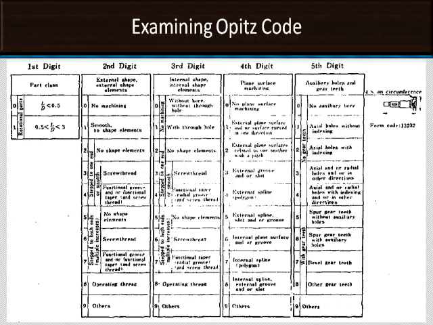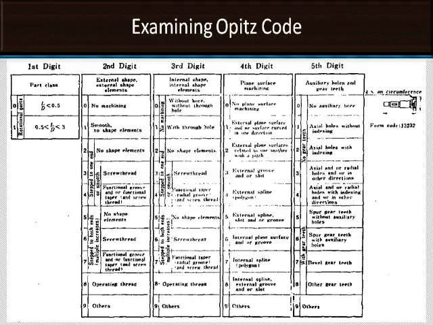the digit 3. The digit 4 describes plane surface machining. We can use 0 there if there is no plane surface machining. We can use 1 if external shape elements plane surface machining is there, and 2, 3, 4 like that for a variety of external shape elements machining. We can use the digit 4 for plane surface machining.